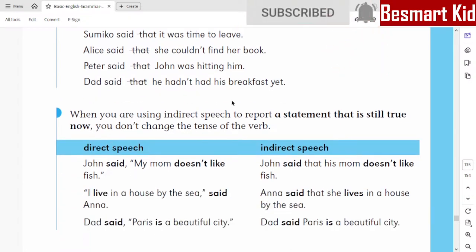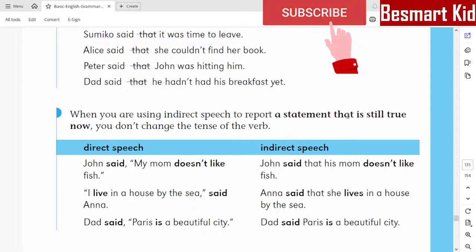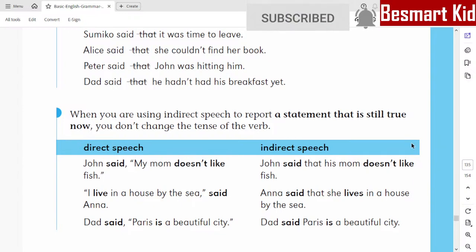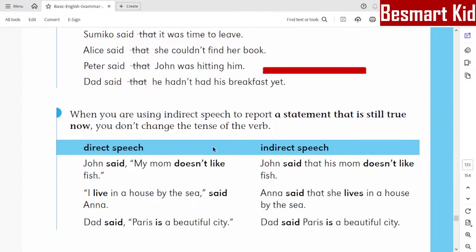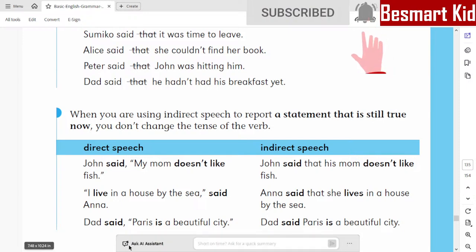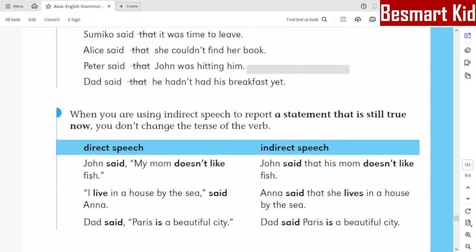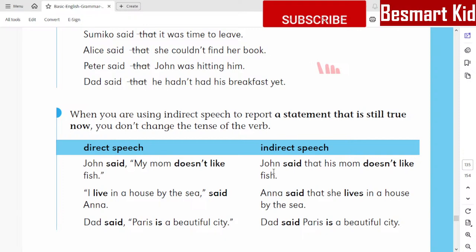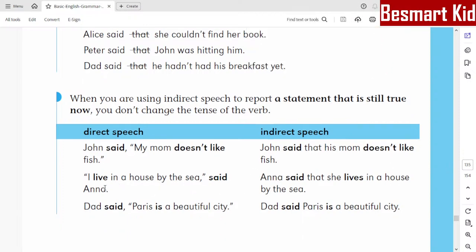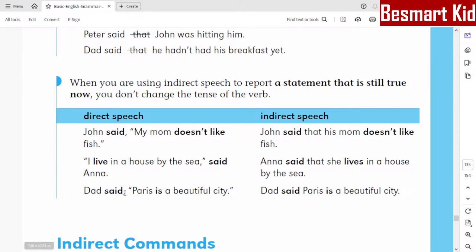When you are using indirect speech to report a statement that is still true now, you don't change the tense of the verb. Here we have direct speech and here we have indirect speech. John said, "My mom doesn't like fish." John said that his mom doesn't like fish. "I live in a house by the sea," said Anna. Anna said that she lives in a house by the sea. Dad said, "Paris is a beautiful city."